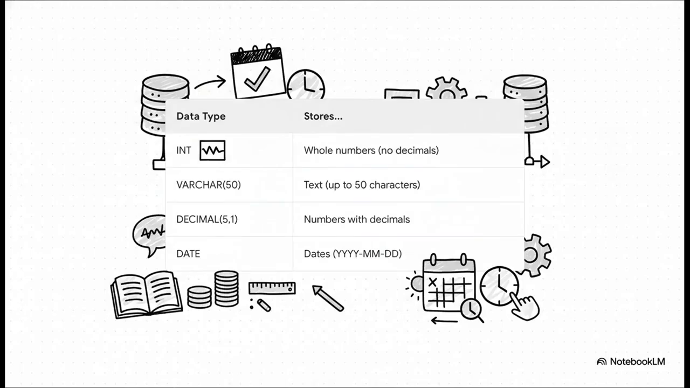And that's where data types are so important. They make sure the data is consistent. The most common ones you'll see are int for whole numbers, like a year, varchar for text, that number just tells you the max length, decimal for numbers with, well, decimals, and date for dates. Getting this right from the start is absolutely crucial for keeping your data clean.